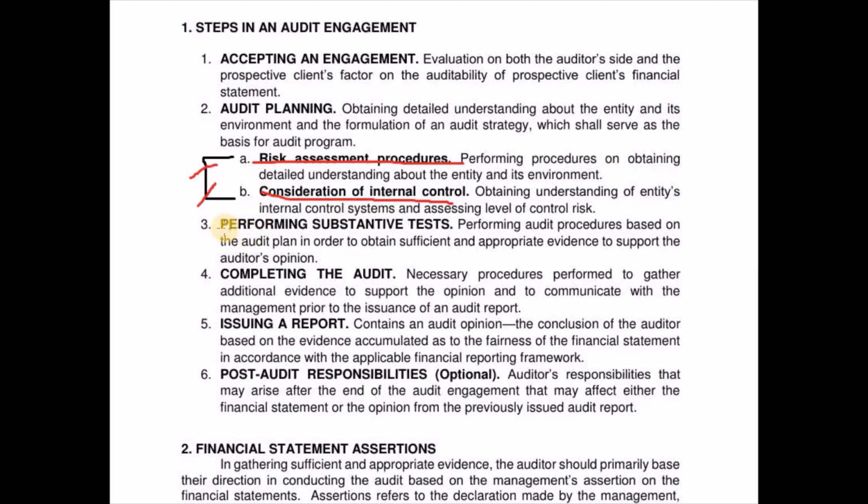Mag-perform na ta og substantive tests. Unsa ba ni siya? So, performing substantive tests kay performing audit procedures based on the audit plan in order to obtain sufficient and appropriate evidence to support the auditor's opinion.